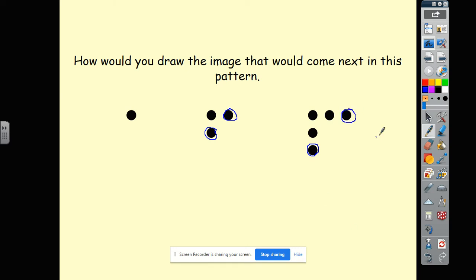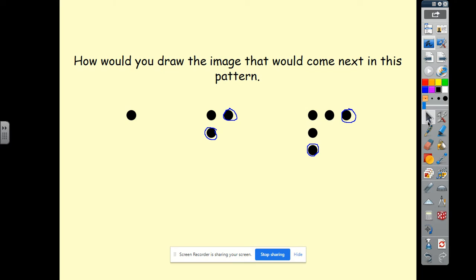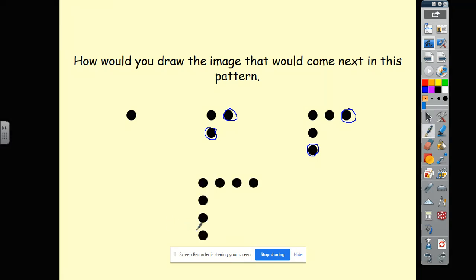So you should have spotted that the next one, you would expect it to add on one on each end again, which here you can see it has. So it's added on one here and one here. Okay, so let's move on.